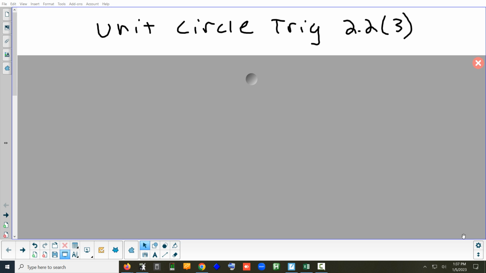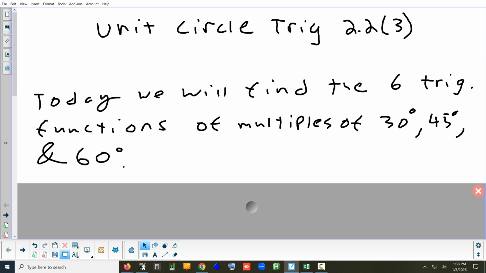Let's take a look at the last part of 2.2. So we've looked at how to find the coordinates when it's a 0, 90, 180, or 270. Those are the four easy ones. We've done the 30, 60, and 45. Now we're going to look at finding the trig functions of multiples of 30, 60, and 45.